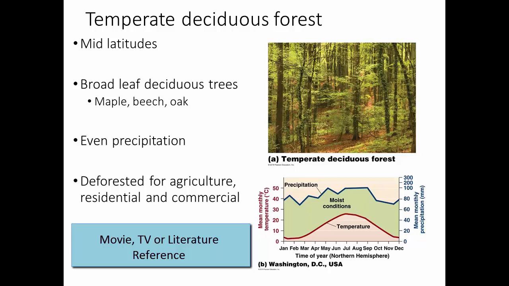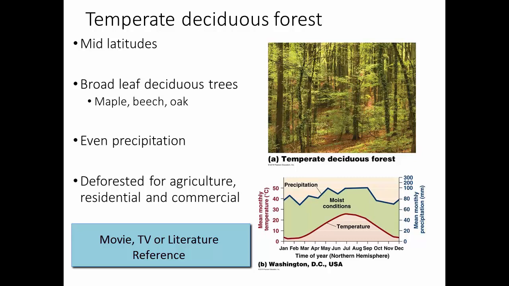Temperate deciduous forests are found at mid-latitudes throughout eastern North America, including around the Great Lakes region. You'll also find this biome in Europe and eastern China. This forest type is characterized by broad-leaved deciduous trees, which are trees that lose their leaves each fall and remain dormant during the winter. Precipitation in this biome is relatively even throughout the year, but temperatures vary with seasons. Oak, beeches, and maple trees are the most common tree type. Much of this forest type in the U.S. has been removed and replaced with agricultural, residential, or commercial developments.